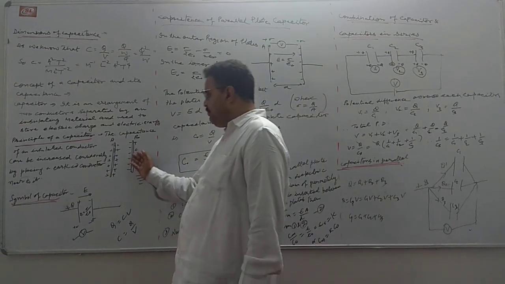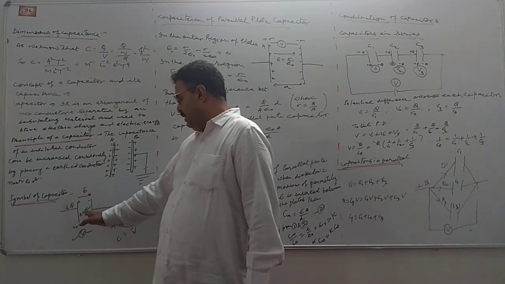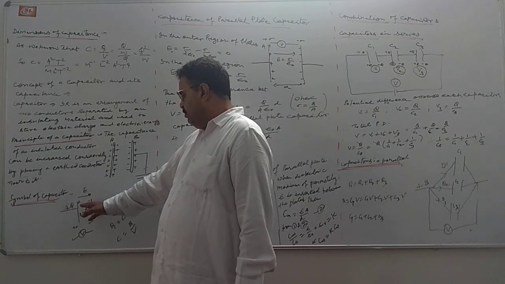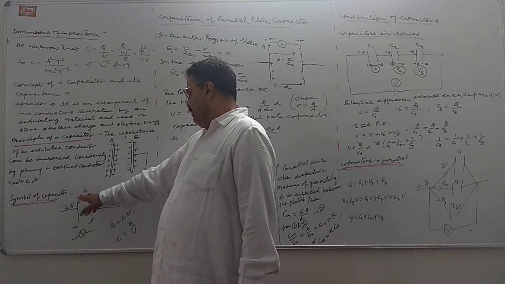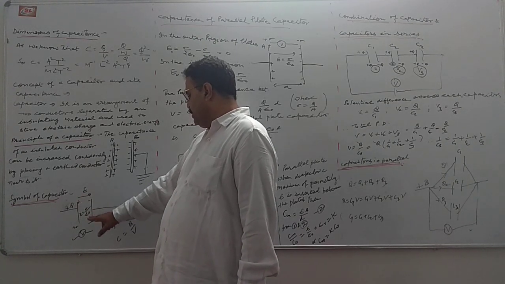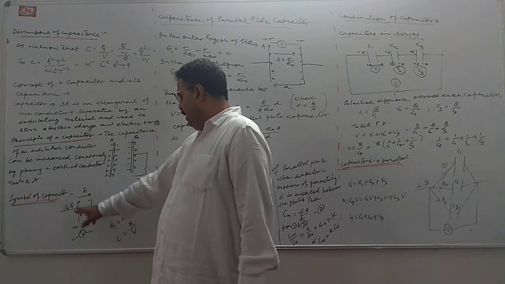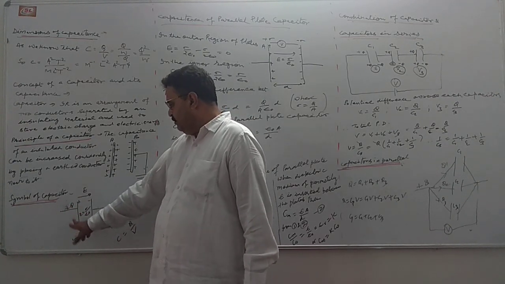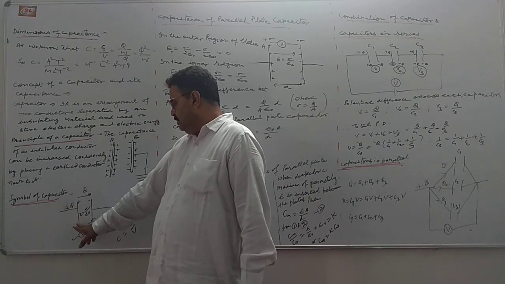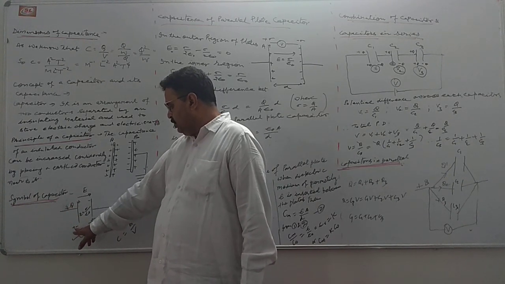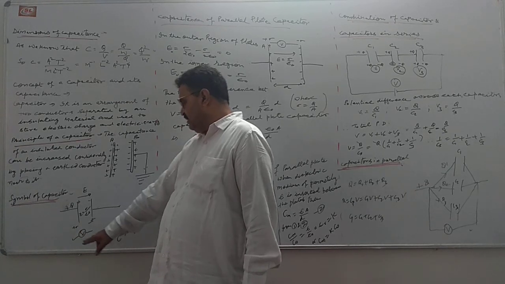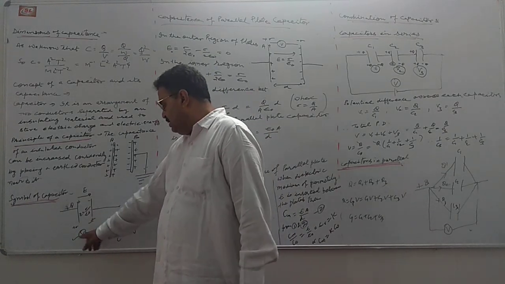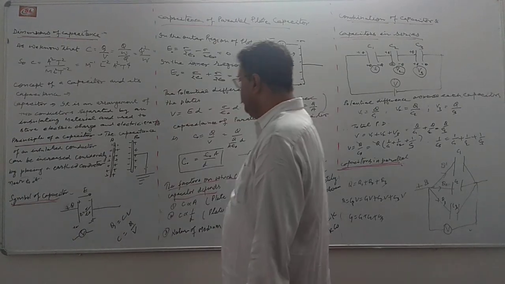The symbol for a capacitor is two parallel conductors separated by an insulating material. The electric field lies between these two plates, from positive to negative, and charge Q is given to the plates of the capacitor. Due to this +Q charge, plate A is at positive potential, so it has positive surface charge density, and plate B has negative surface charge density, and V is the potential difference.